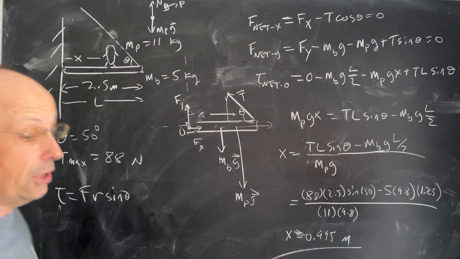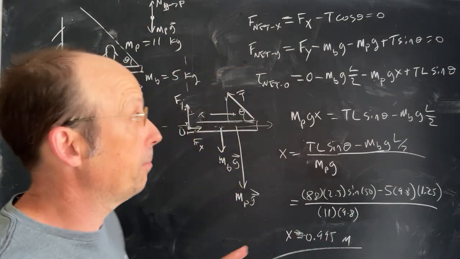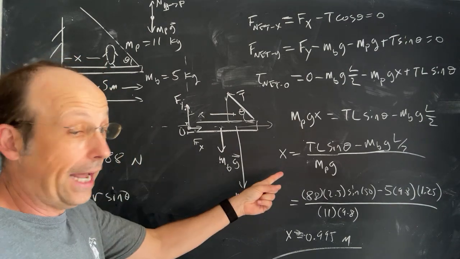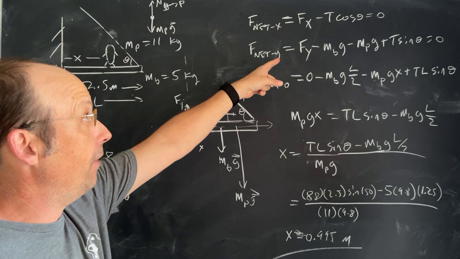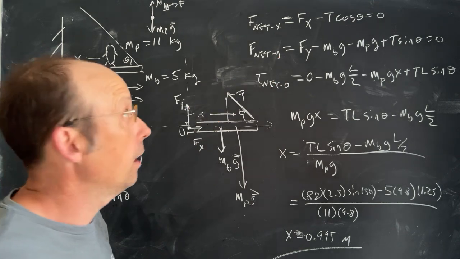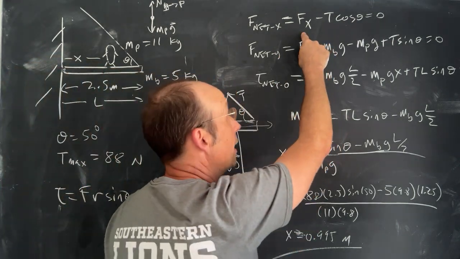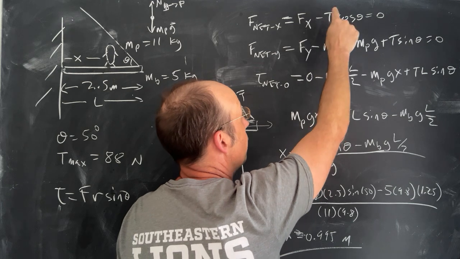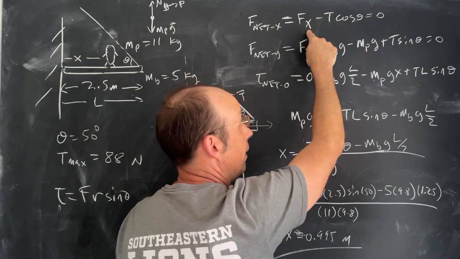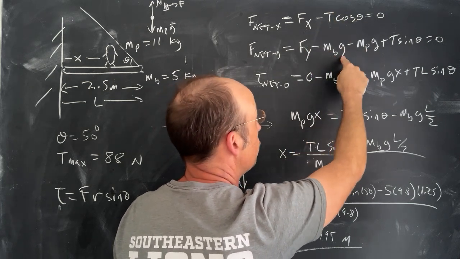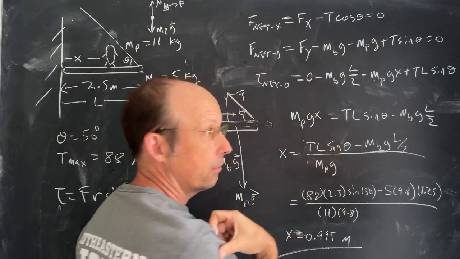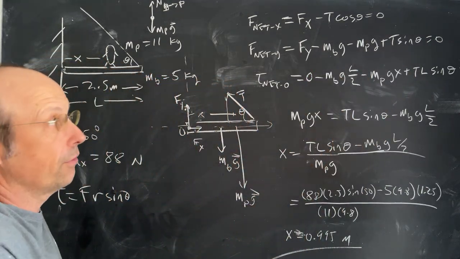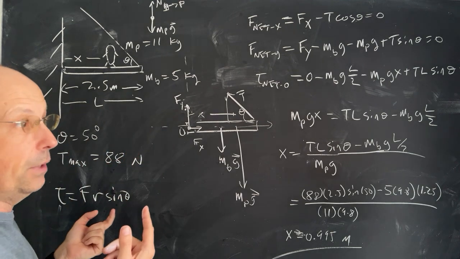Now, just as a bonus, I'm not going to do it, but once I know x, could I go back up here and solve for Fx and Fy? I could, right? Up here, I know T and cosine theta, so I could get Fx. Right here, I know m_B and g. I know all these values, so I could solve for Fy too. So you could do those if you wanted to, but the way we did this, we didn't need to know those.